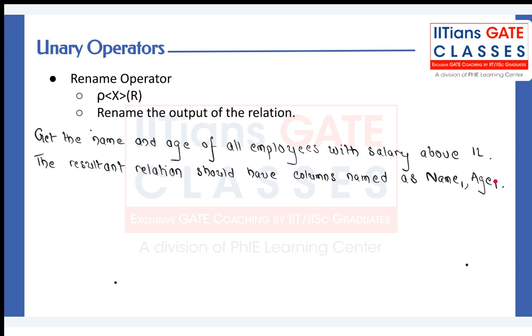Yeah. So what you are saying is you will get the sigma salary more than 1 lakh from the relation R. This will give you all the tuples. Now, once you get all the tuples, you want only the name and age, right? Along with this, I will apply the rename operator called rho, and I will say name 1, age 1.